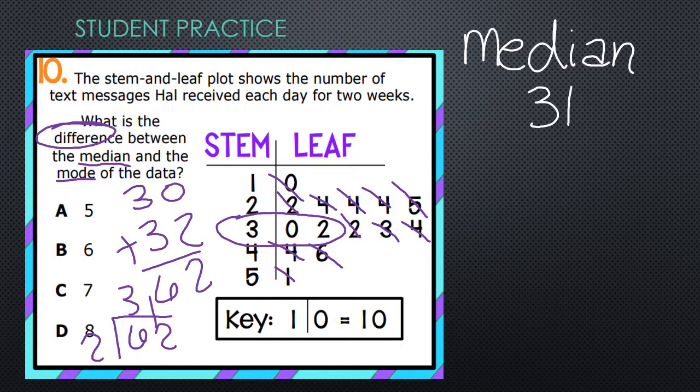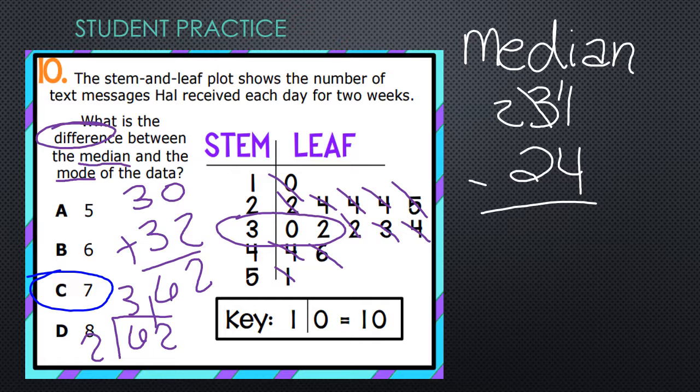And now we have to look for the mode. Looking at the stem and leaf plot, the mode is 24. So we're looking for the difference. We know we have to subtract. I'm going to regroup here. 11 minus 4 is 7. And that answer choice is there. It is C.